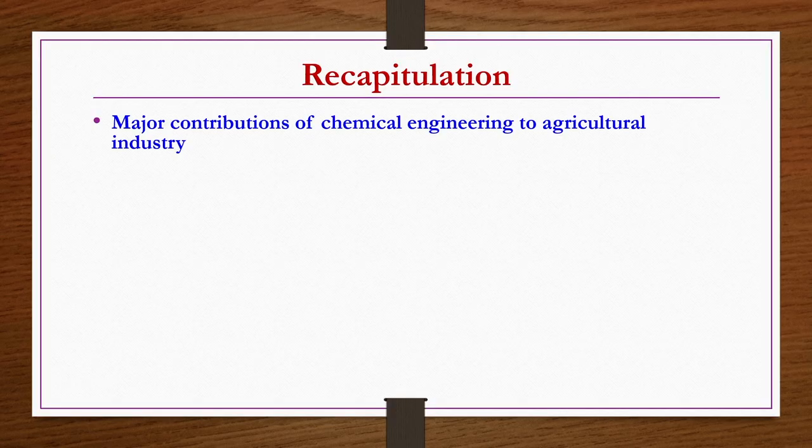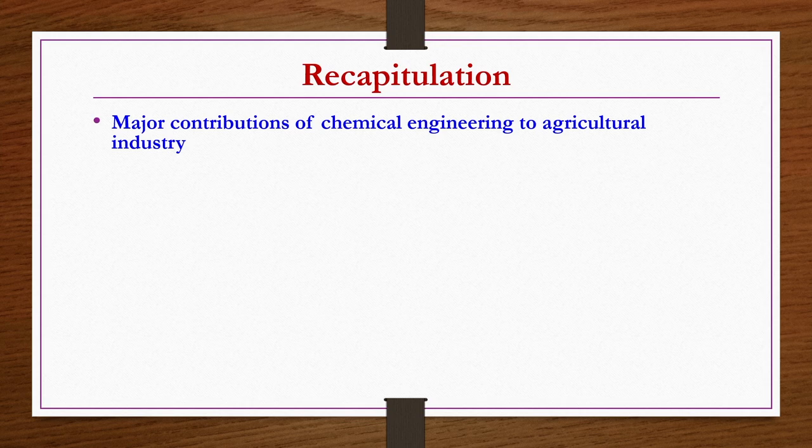We started with discussions on major contributions of chemical engineering to the agricultural industry. Then we realized that fertilizers and pesticides are the areas in which the contribution of chemical engineering is very huge. Indeed, fertilizers and pesticides can be manufactured only by chemical engineers. Not only that, we also realized that several unit processes and unit operations associated with food processing and preservation technologies are also handled by chemical engineers. So having known this important contribution of chemical engineering to the agriculture industry, we started our discussions on fertilizers.